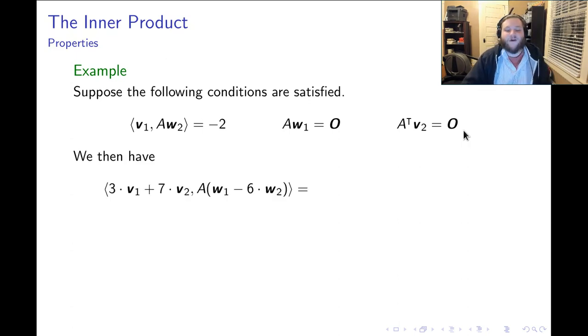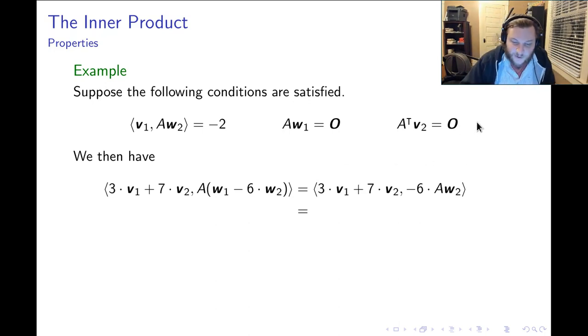Let's now calculate a particular inner product. So here I'm going to calculate the inner product of 3 times v1 plus 7 times v2 with the vector obtained by taking A and multiplying by the quantity w1 minus 6 times w2. So I want to simplify this expression as much as I can using the information that I'm given up here. So what's the first step?